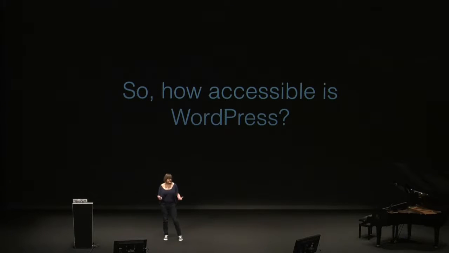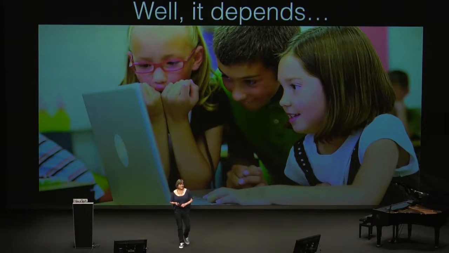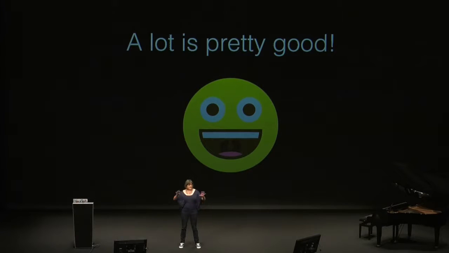Okay, how accessible is WordPress? Well, it depends. It depends on how smart you are, how old you are, in what country you live, how good your internet connection is. If you're using assistive technology, like a screen reader or voice recognition software, there's not really a label you can put on it. Accessibility, WordPress, that's not a number. It depends on the user, and there are so many different kinds of users. But a lot of it, if you look at it overall, is pretty good. The basis is really pretty good, and that's good news.